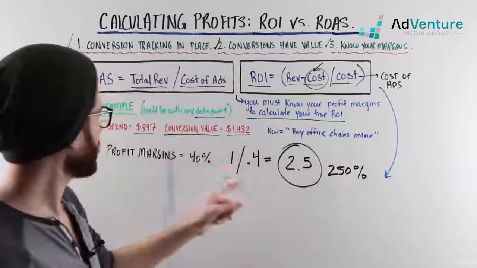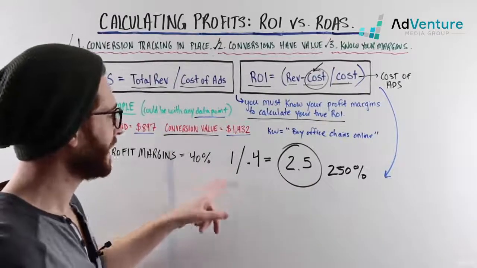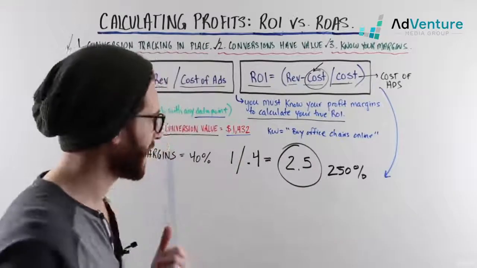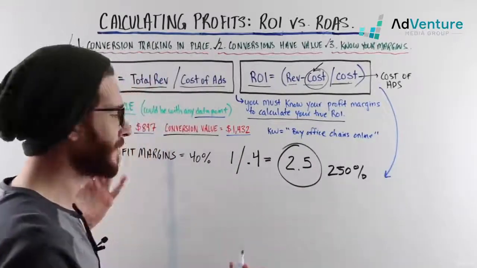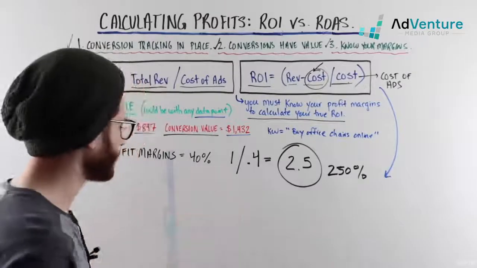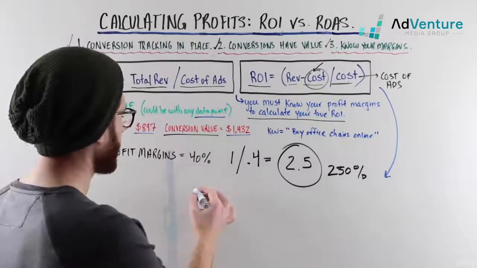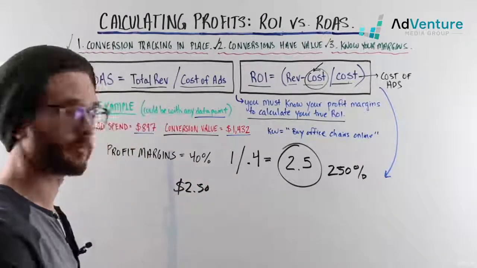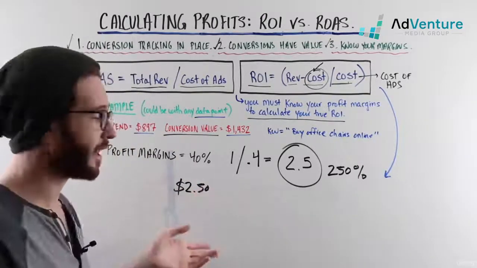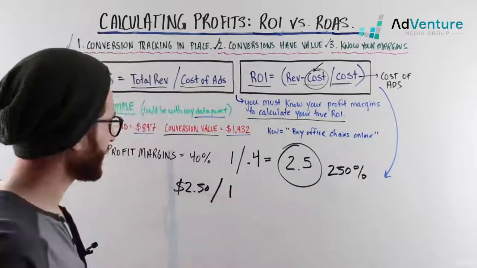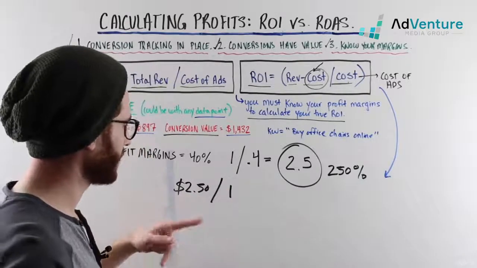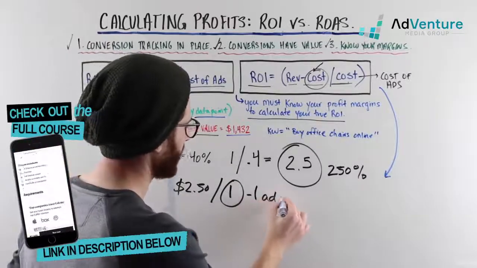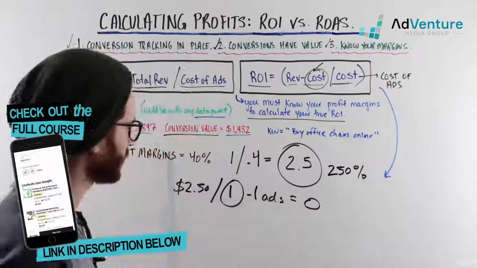What you're saying is, in order for me to be profitable, I need to make back $2.50 for every dollar spent on advertising. Why? I'm going to help you understand what this number is. For every $2.50 of sales, you only make $1 because that's your profit margin. You're only making 40% of that. So that's $1. And then you subtract $1 for the ads, and you're left with 0. So that's your break-even point.